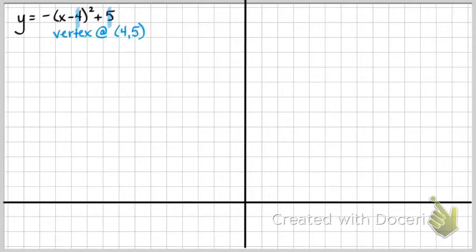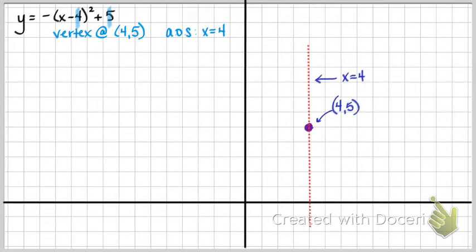I identify my vertex. The point (4, 5) is going to be the absolute middle of my graph, with the line x = 4 being my axis of symmetry. Plotting those is our first step. Once those are in place, we start thinking about that transformation. Well, the negative is indicating a reflection in the x-axis. That's really just saying that I'm flipping my graph over. Everything that I would have done up, I will now do down.